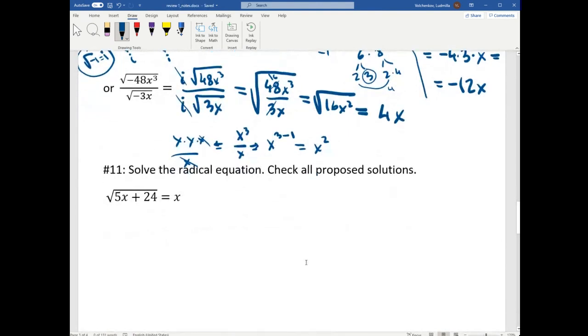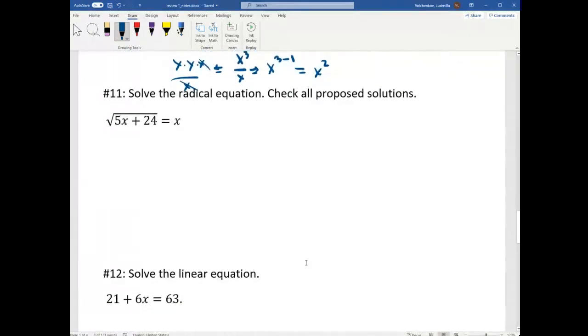Solve the radical equation. In the PDF that I sent you yesterday, there was a typo. There was a minus here, I think. It was not possible to solve it this way.